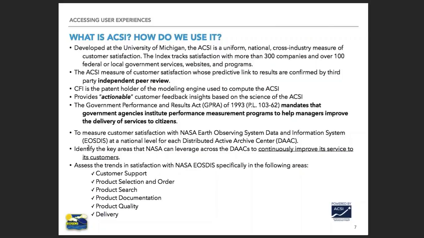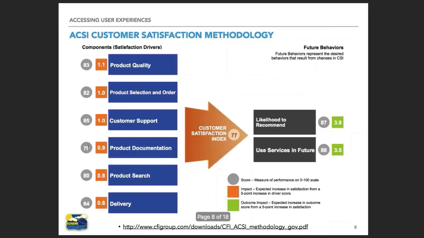And so for us, CFI, we broke it down into these six areas that I'll talk about on this next chart. So this is a cartoon of how they actually derive it. And again, since it's proprietary, it's basically a weighting scheme for these six areas on the left, that they call satisfaction drivers. So product quality, selection, customer support, documentation, search, and delivery. And these are drivers that, once scored, derive the index, which for this year was a 77. And on the far right-hand side, they're giving you measures of if you change your score, if you improve it, what is likely to impact. And that would be the likelihood to recommend your service, as well as user services in the future that person or group would use.